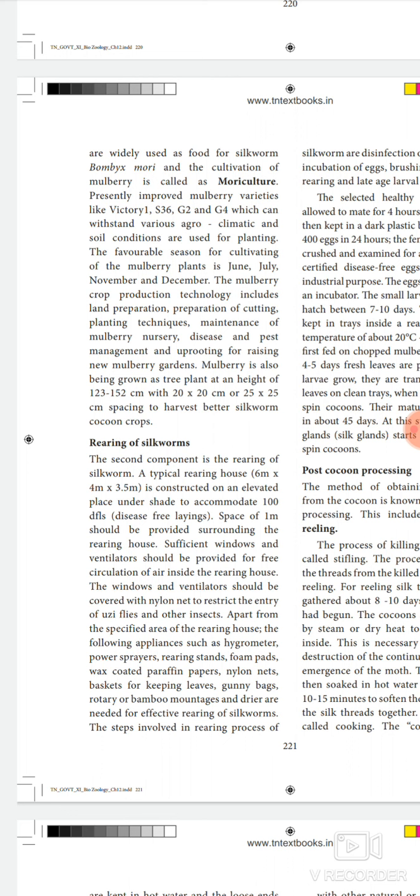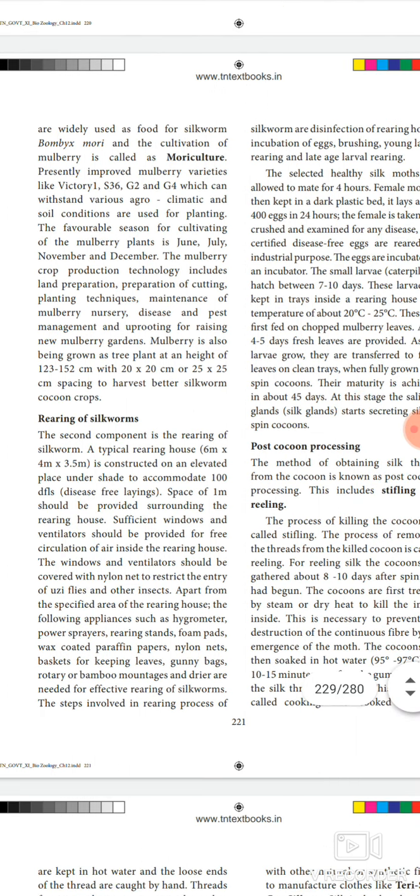Next we see the rearing of silkworm. Now we have cultivated the food plants for the silkworm. The next component is the rearing of silkworm. There are three components. What are they? Cultivation of food plants for the silkworm, rearing of silkworm, and the third component is reeling and spinning of silk. The first two components are agro-based agricultural components, and the last one is an industrial component.